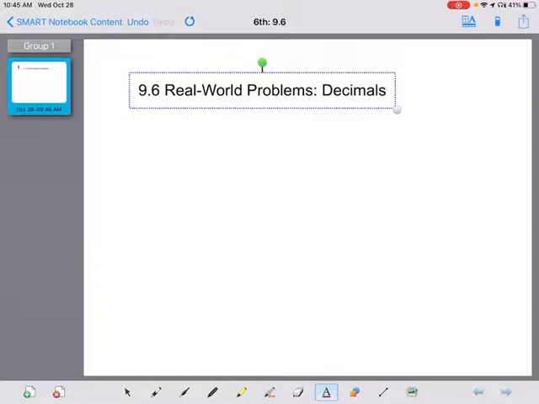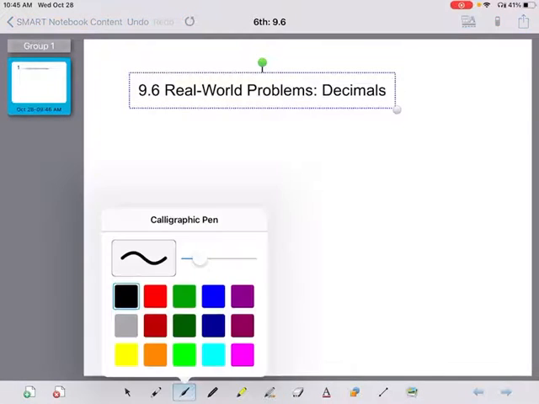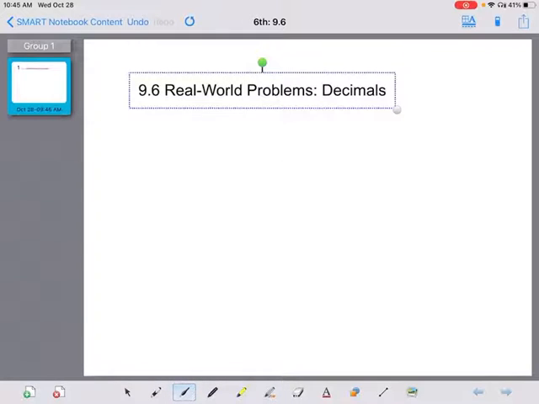All right, so we're on 9.6, real world problems with decimals, and we should be on page 75. So please go to page 75. Remember, if I'm writing here, then you are also writing up in your book. At the top of page 75 it says, solve one-step real world problems.